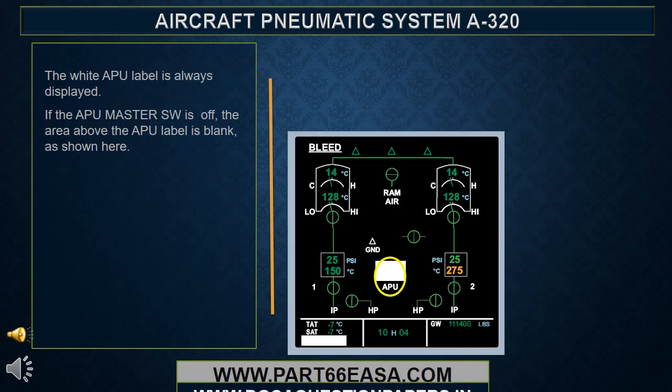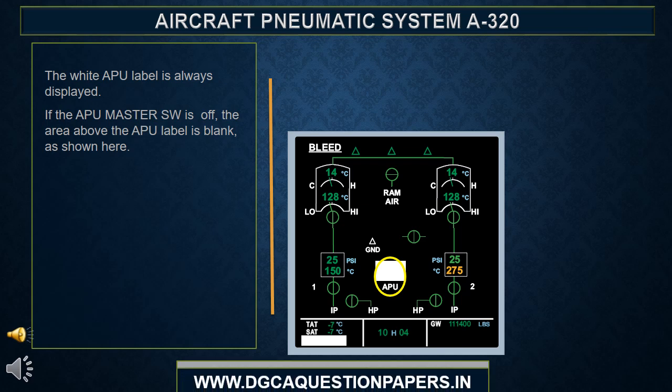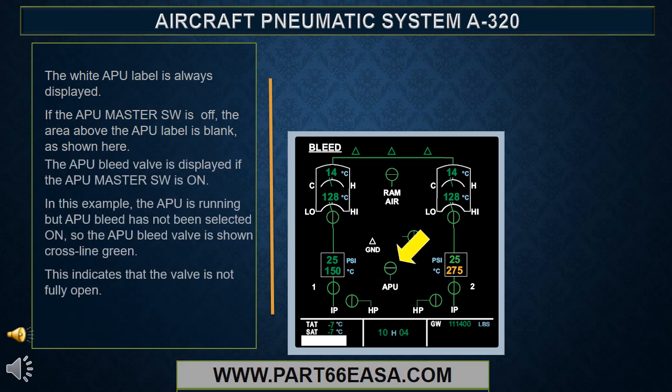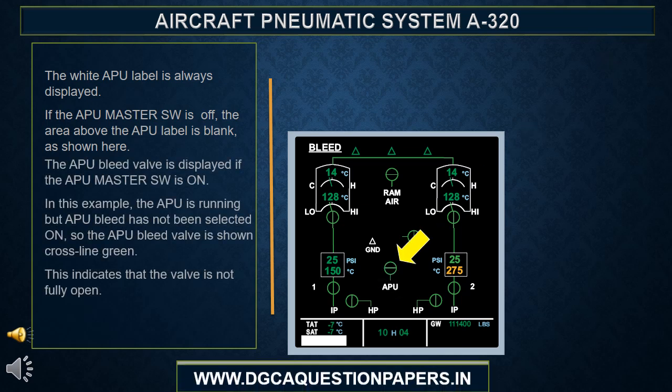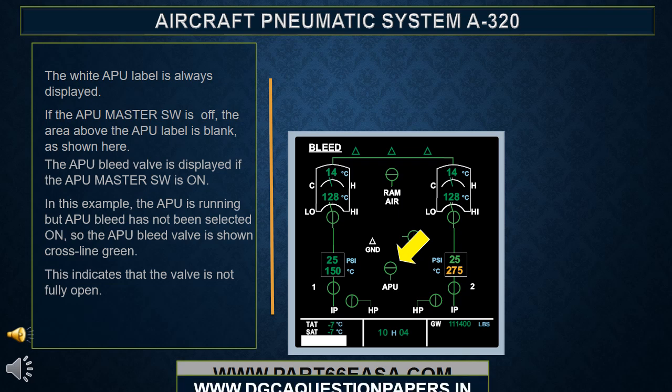The white APU label is always displayed. If the APU master switch is off, the area above the APU label is blank, as shown here. The APU bleed valve is displayed if the APU master switch is on.